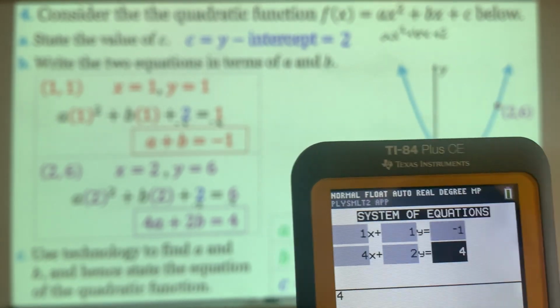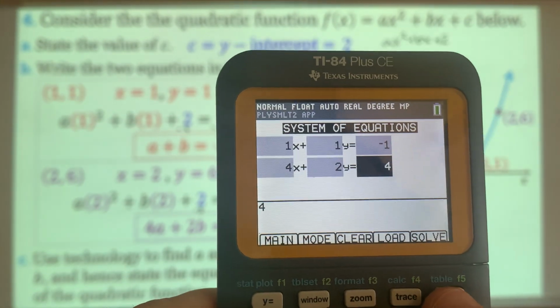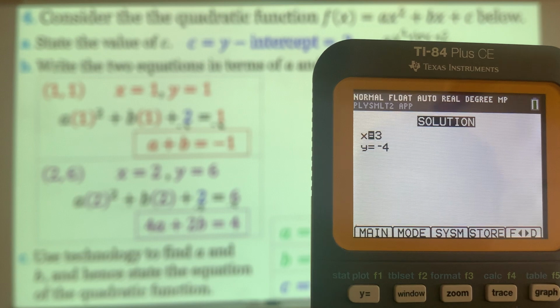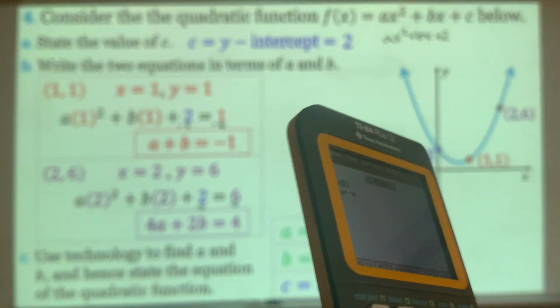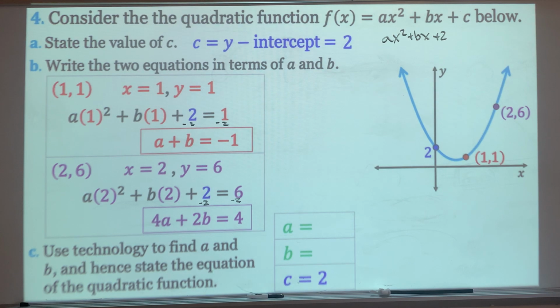All right. I checked my signs. They're all pluses except for that one. I'm going to hit the graph button right here. And I get my solution to be 3 and -4. So A is 3, B is -4. All right, so once again, let's make sure this is good.